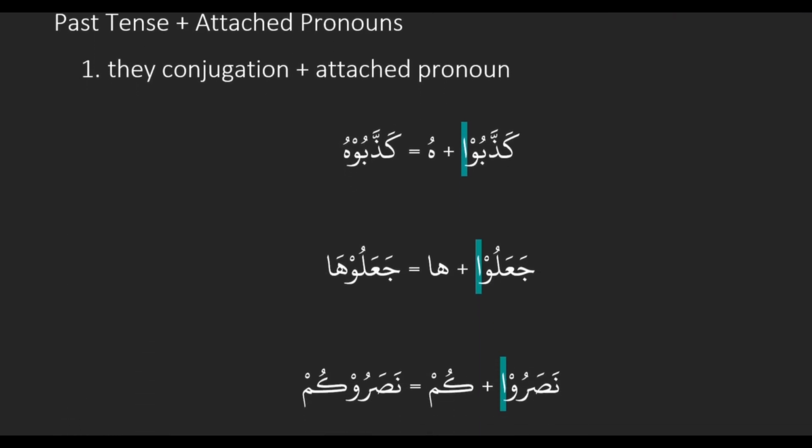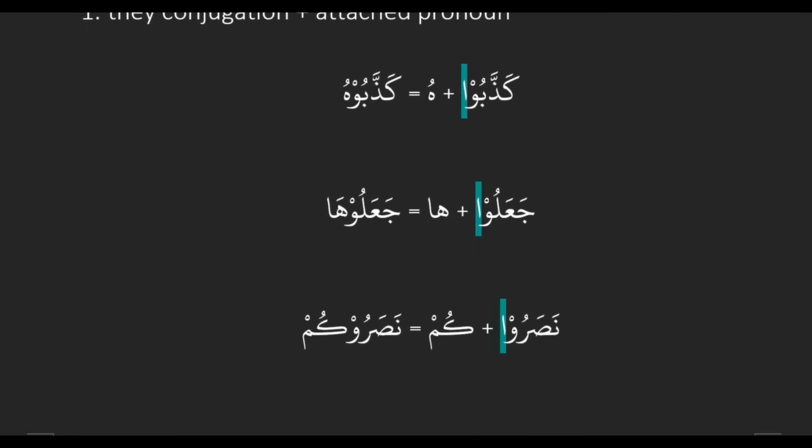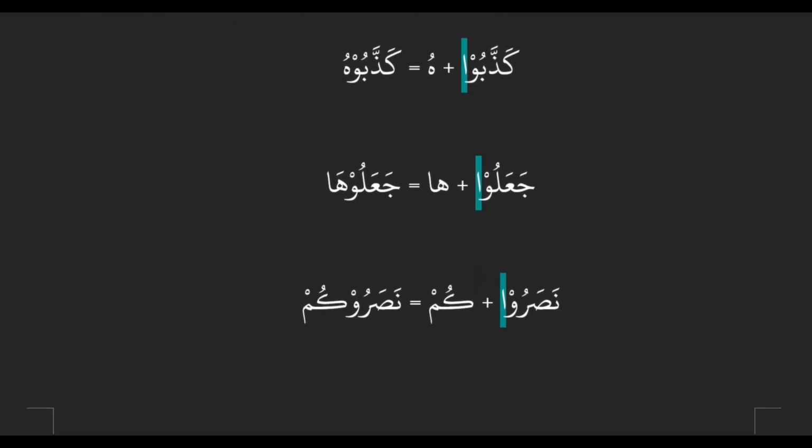When a pronoun attaches to the they form, that alif disappears. The alif that we didn't read anyways. We pronounced it ja'alu; the alif is not pronounced. But when you attach a pronoun, that alif disappears. So look at some examples.